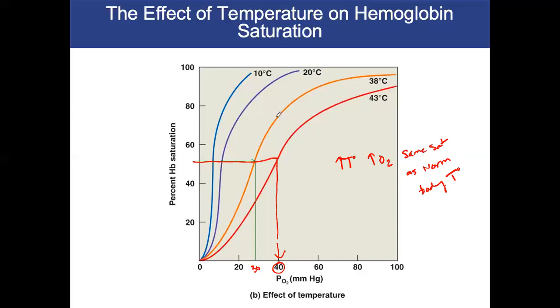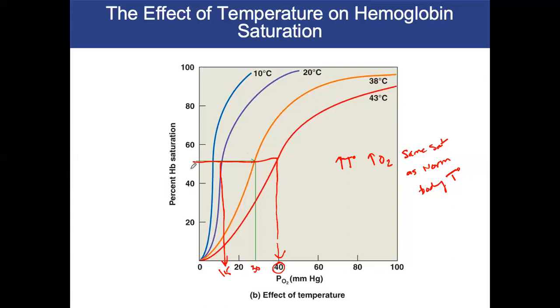Okay. Let's talk about when you're colder, 20 degrees Celsius. So let's say you're at 20 degrees Celsius. How much oxygen do you need to get 50% saturation? More or less? Good. Less. About 15, right? So in a colder environment, I need less oxygen to get the same level of saturation compared to normal body temperature. And I need way more oxygen when I have a fever or when the environment's warmer.